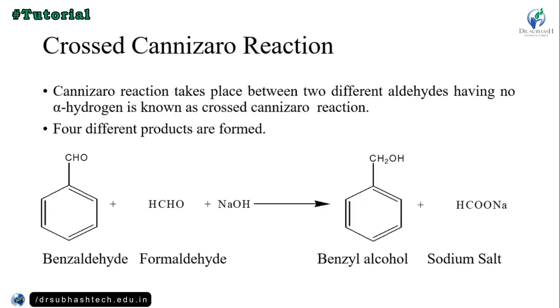First we take benzaldehyde, then react it with formaldehyde. These are two different aldehydes, reacted with NaOH, and then we get benzyl alcohol and the sodium salt. So four products are formed. First, the two we take are benzaldehyde and formaldehyde, and the two formed are benzyl alcohol and the sodium salt.